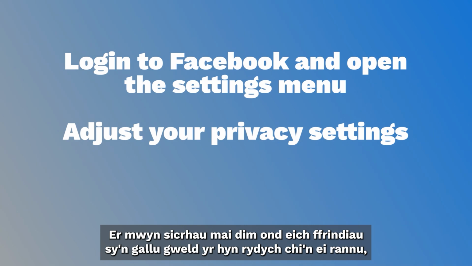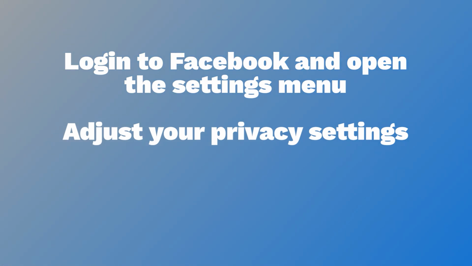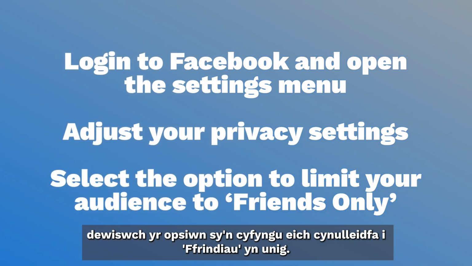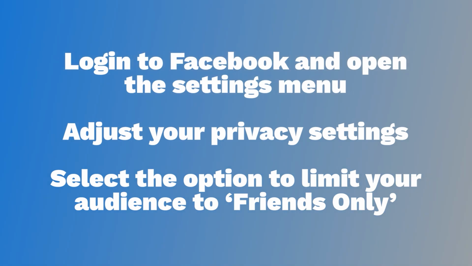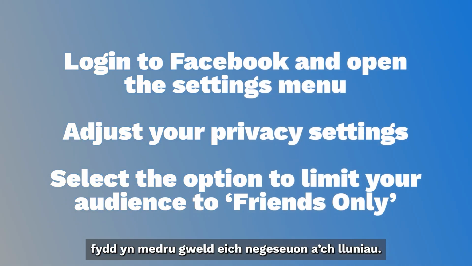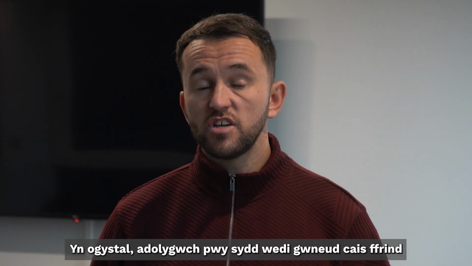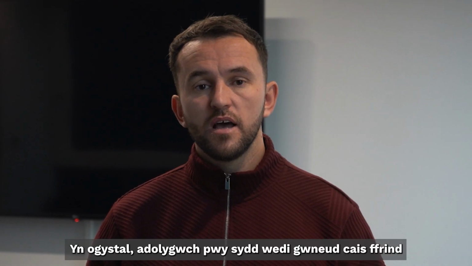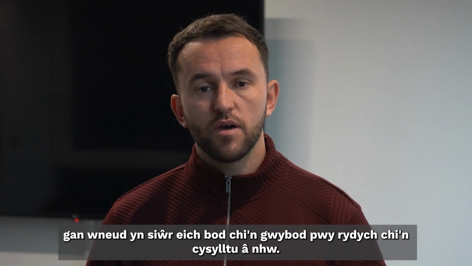To ensure that only your friends can see what you share, select the option that limits your audience to friends only. This way, your posts and photos are visible only to those that you trust. Additionally, review your friend requests and make sure you know who you're connecting with.